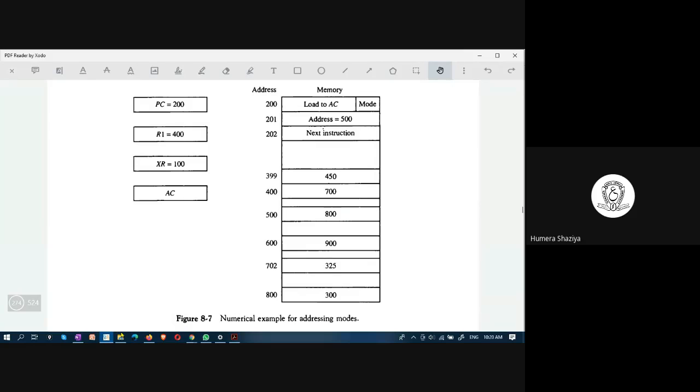Look at here. These are the addresses 200, 201, 202. This is our memory. It is partitioned into blocks which have addresses. These are our registers, CPU registers.